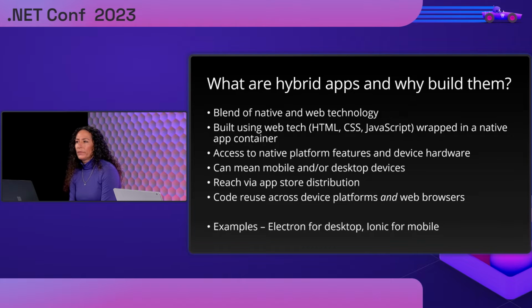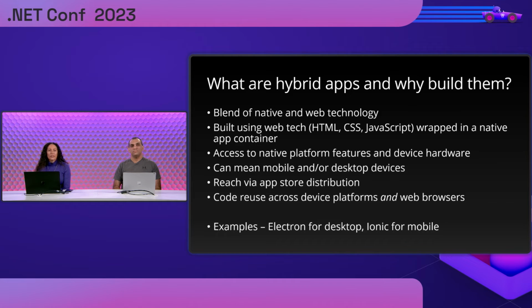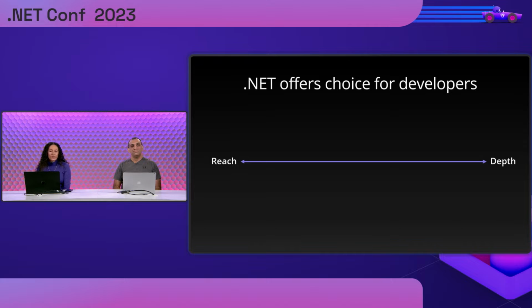But what's kind of cool about using web tech for the UI is you can easily reuse the UI across these device platforms and web browsers too. Some examples out there today that you have probably heard of are Electron for desktop apps and Ionic for mobile apps. All right, so on the .NET stack, you have choices, okay?